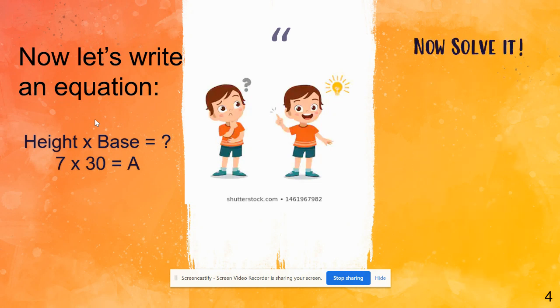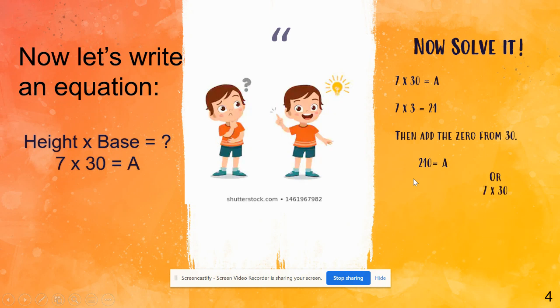To solve it, you could do it my way. So you could do 7 times 30 equals A, where I take one number at a time. So I do 7 times 3 is 21. Then I add the 0 from this 30 here. So my answer is 210. So the area of that array is 210. Okay, remember I do 7 times 3, 21, plus the 0, 210.